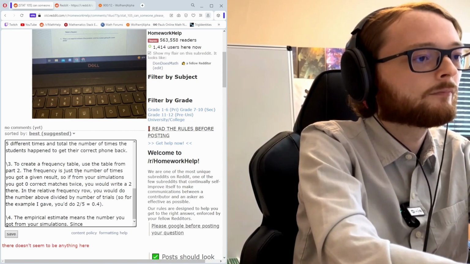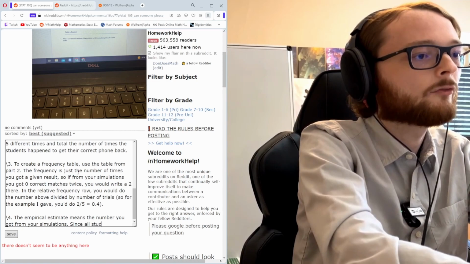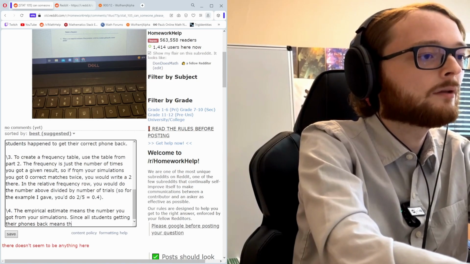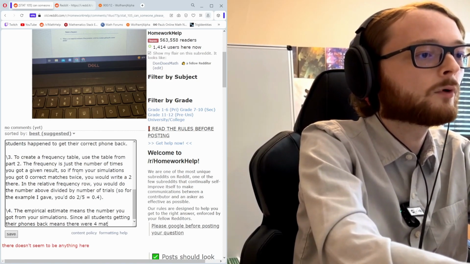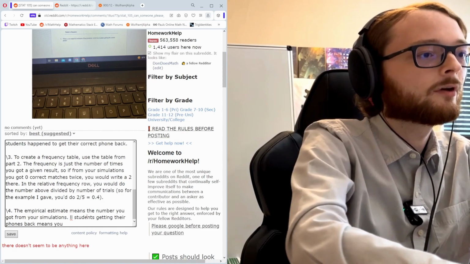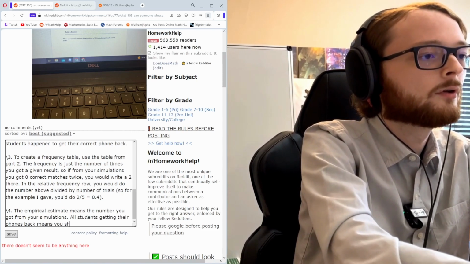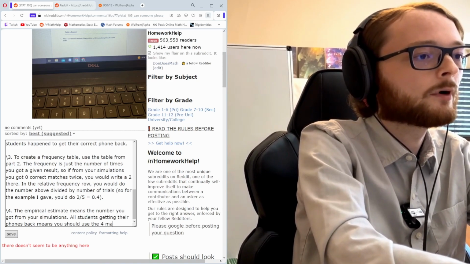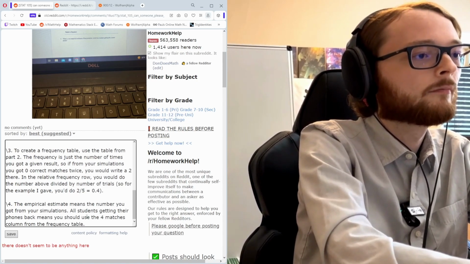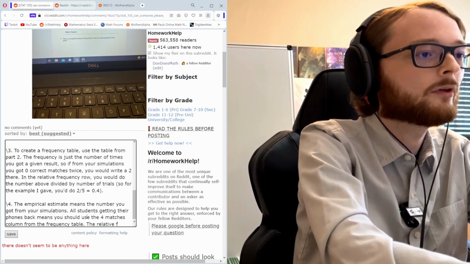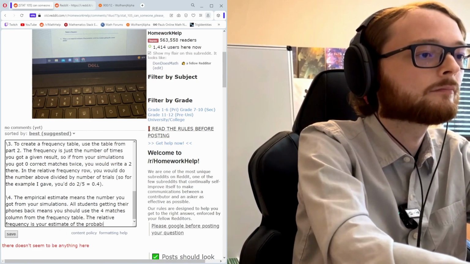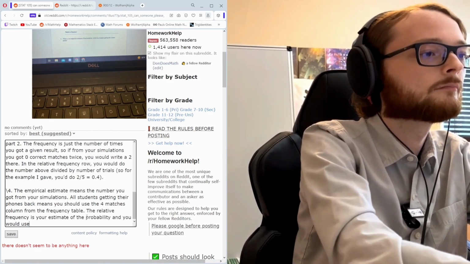All students getting their phone back means there were 4 matches, so you should use the 4 matches column from the frequency table. The relative frequency is your estimate of the probability. Use that as your answer.